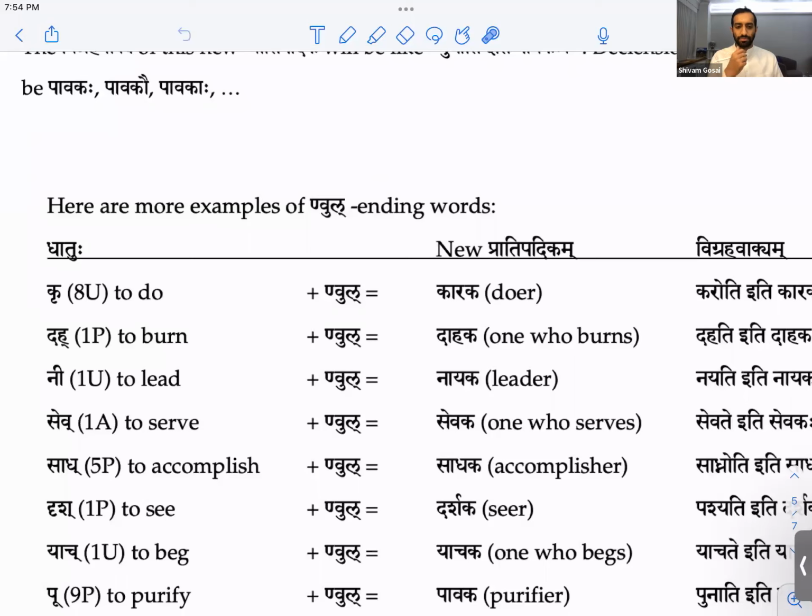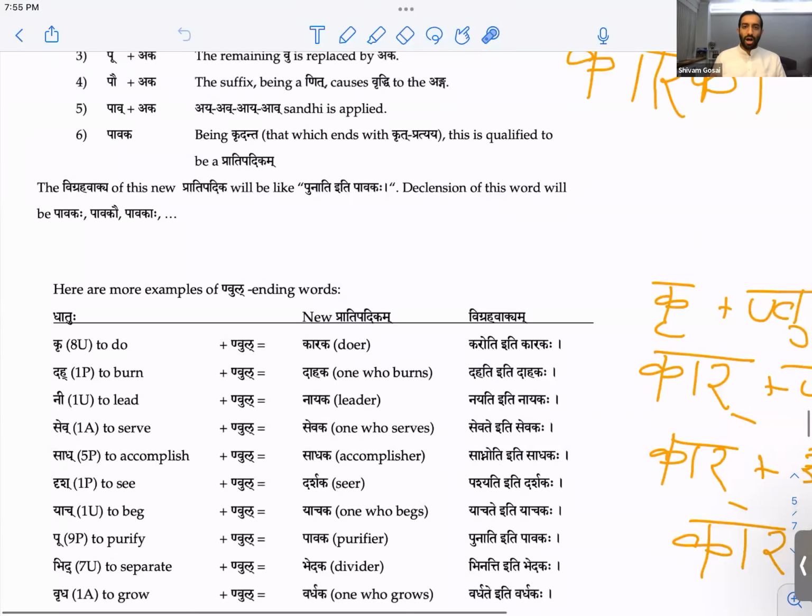And that's the only change that takes place. So anything like save or sad would be the same thing. It would be vriddhi as well. Yeah, I'll come to those in a moment.